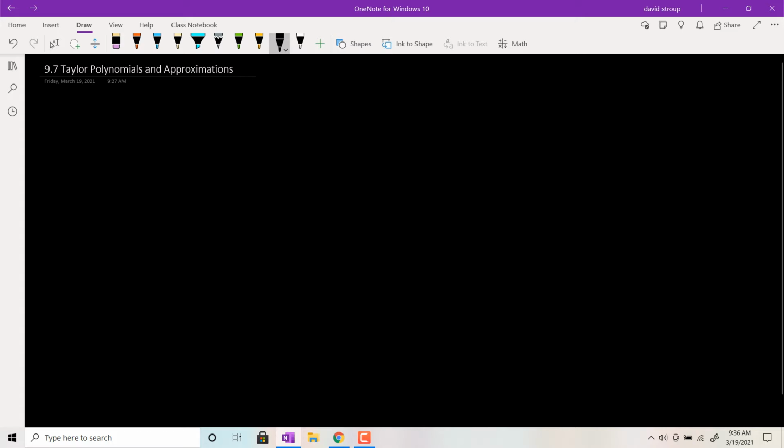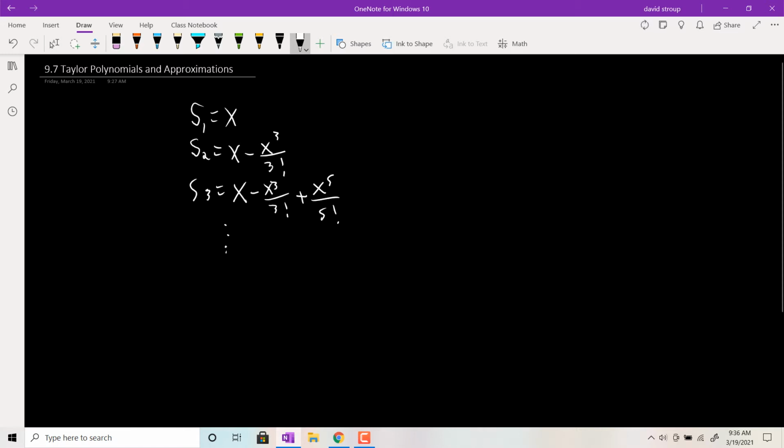Okay, so for instance, let me write this: S1 equals x, S2 equals the polynomial x minus x cubed all over 3 factorial. S3 is the polynomial x minus x cubed over 3 factorial plus x to the 5th over 5 factorial, and on and on. If you take the limit of the S sub n, that's actually going to converge, in this case, to sine of x.